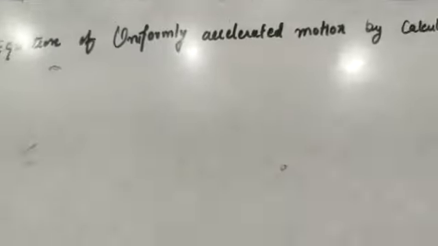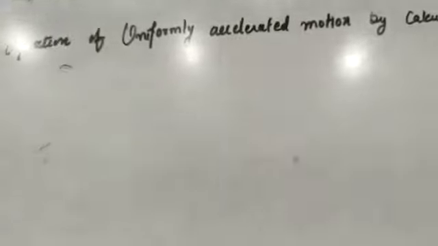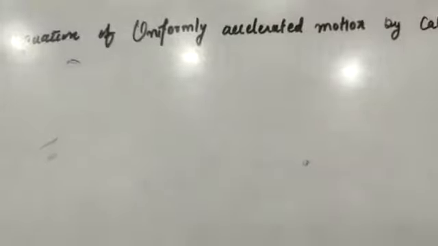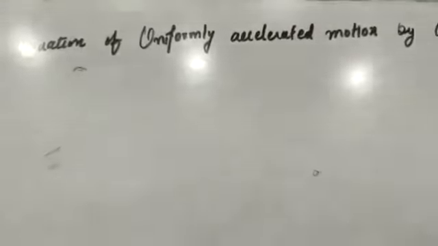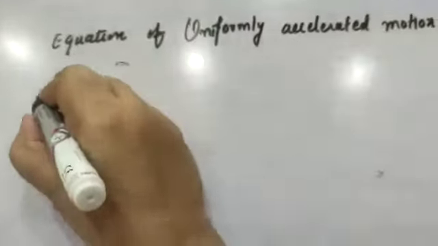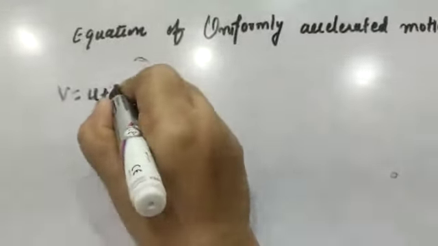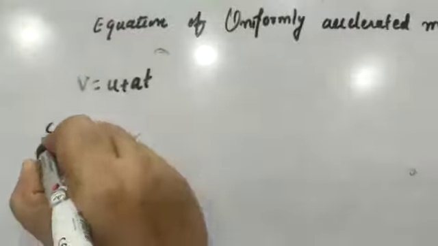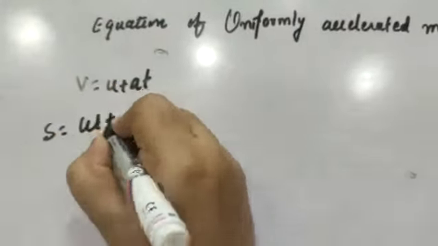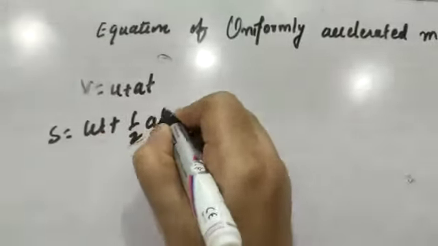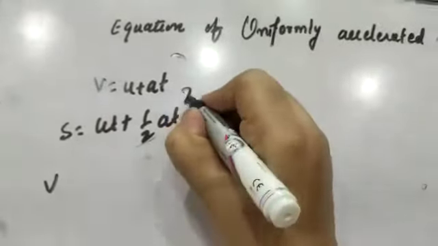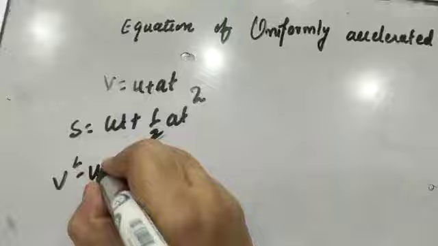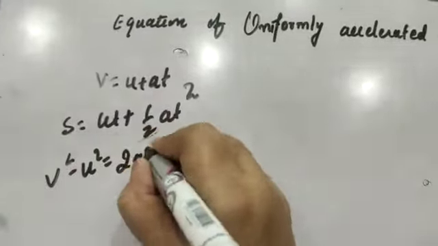Equation of uniformly accelerated motion by calculus method. This is the third method by which we can derive the equations of motion. That is three equations: v is equal to u plus at, s is equal to ut plus half at square, and third is v square minus u square is equal to 2as.